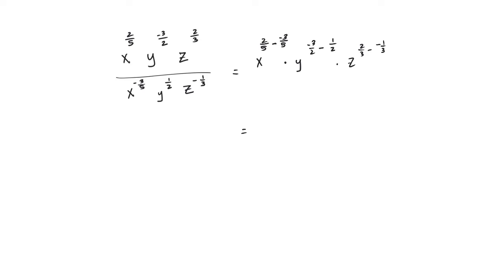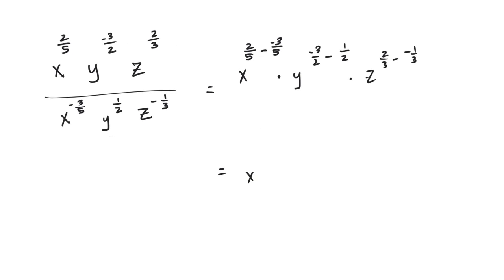Okay, so now let's go ahead and start simplifying those exponents. Let's see, x to the 2/5 minus, that would be a minus, a negative is the same thing as plus, so that would be plus x to the 3/5, so that'll simplify down to x to the 5/5, which is just 1.